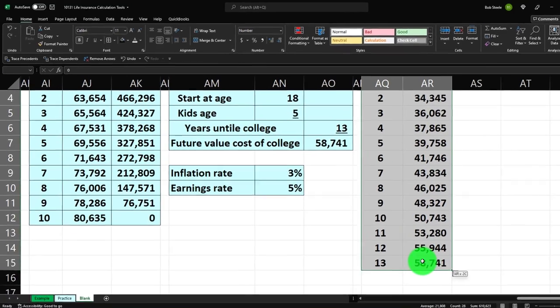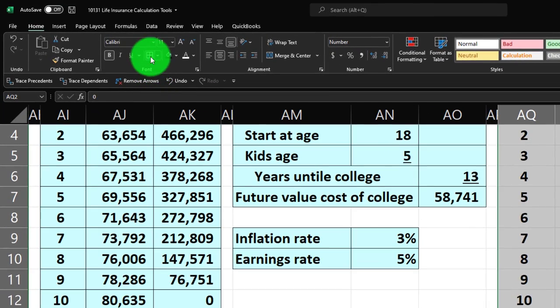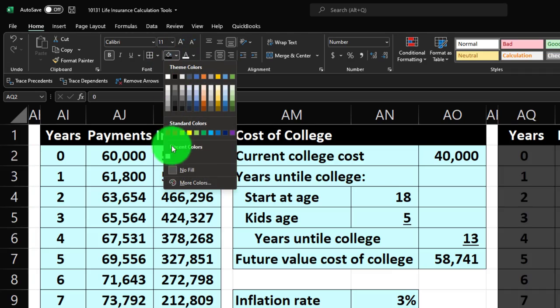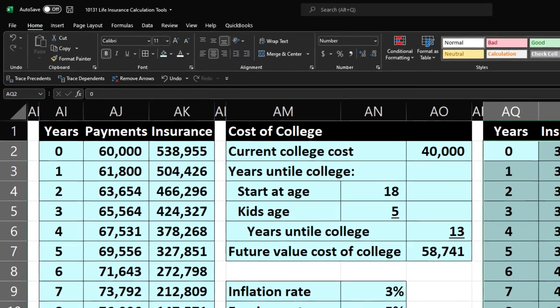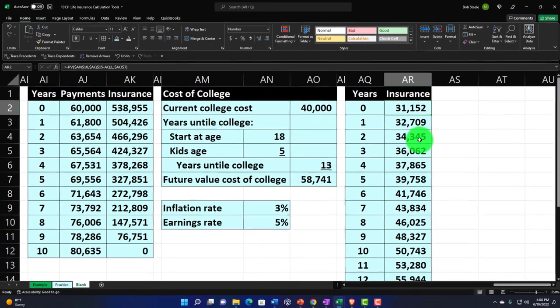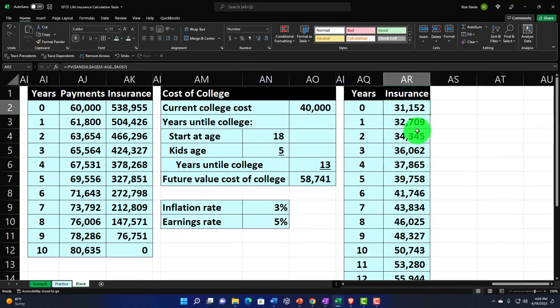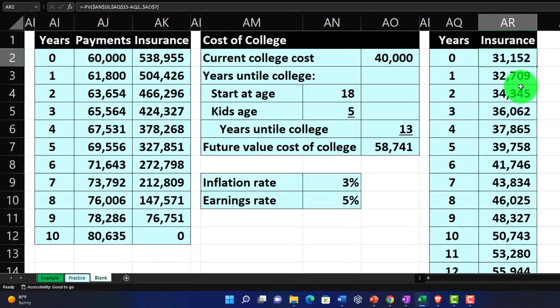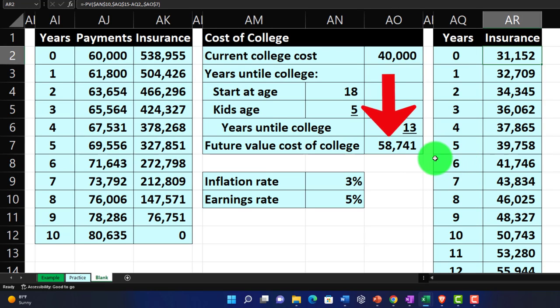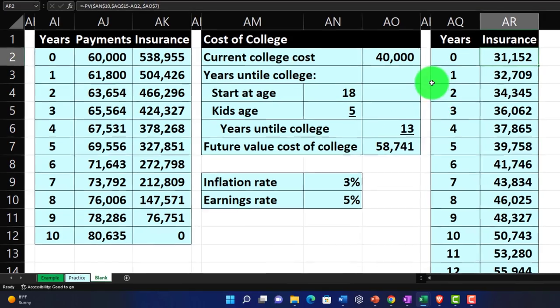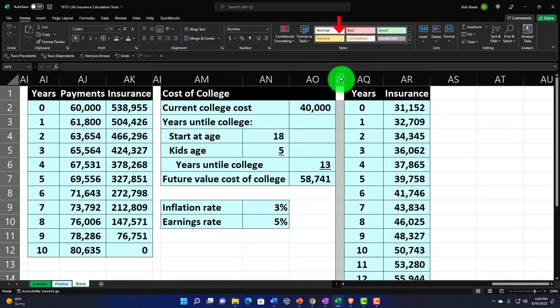Blue and bordered. So I'm going to say font group, make that border blue. And just to understand it a little bit more, let's just take this first one and say, okay, how does that work? If I had the 31,152, would that really grow to be 58,741 at the end of 13 years? Let's test it. I'm going to put my cursor on this column.